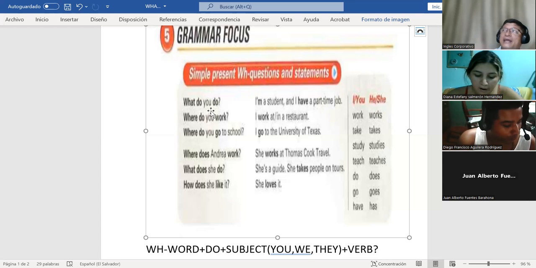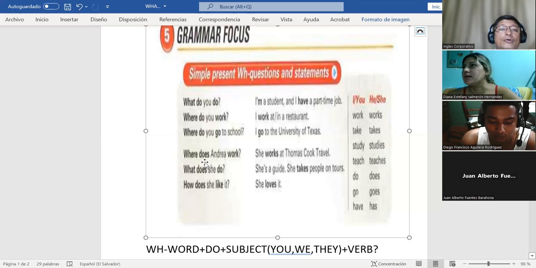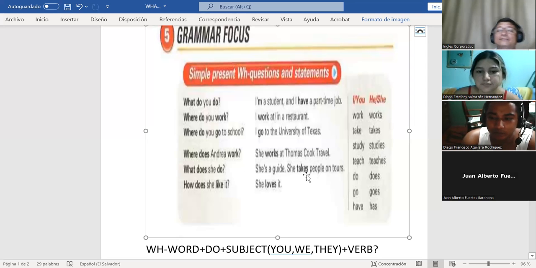I can say, they work in a hospital. El verbo tampoco va a cambiar. All right. Pero cuando tengo does, what does she do? She takes. Aquí va a cambiar porque me estoy refiriendo a quién, a ella o a él.